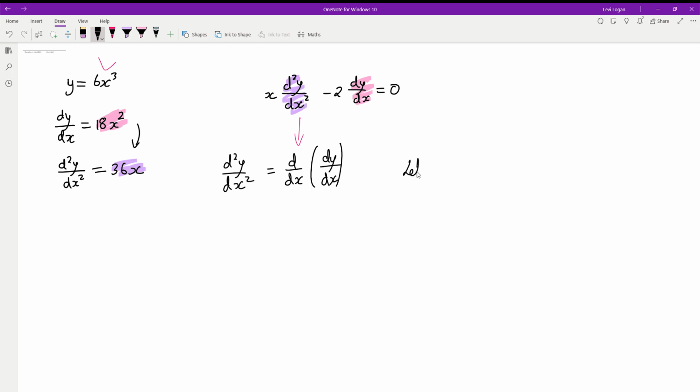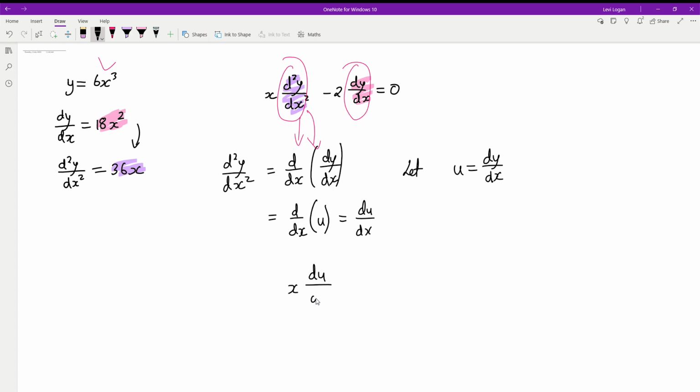Let's say, alright, let u equal dy/dx. Now, why can we do this? Well, for starters, instead of having a derivative here, it turns into a variable. And instead of this being a second derivative, it turns into a first order derivative. Because if we replace this bit here with u, then all we're doing is the derivative of u with respect to x, which is just du/dx. So we can rewrite this differential equation like this. Now, we don't have to change our x at all. The x still stays there. So we have x du/dx minus 2u equals 0.